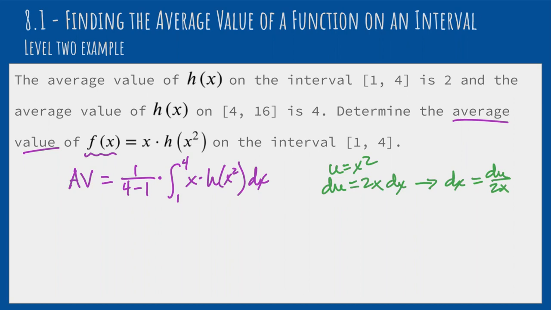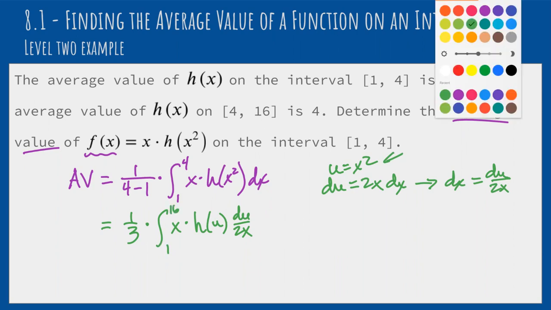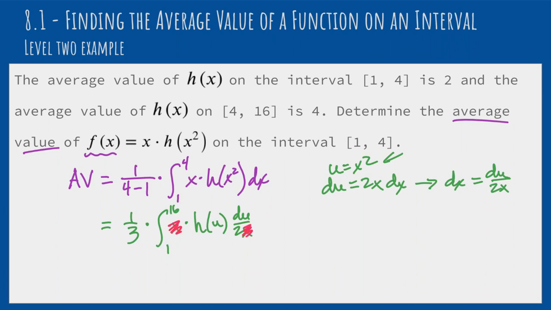And so this is going to equal 1/3. And then to evaluate this integral here, I'm going to make that substitution. I'm going to keep the x in here for now. Then we're going to have h of u. Dx becomes du over 2x. Remember, when the dx becomes a du, now our limits need to be u values instead of x values. So when x is 1, plug into this formula right here, we're going to get u is 1. When x is 4, u is going to be 16. And the x's are going to cancel.